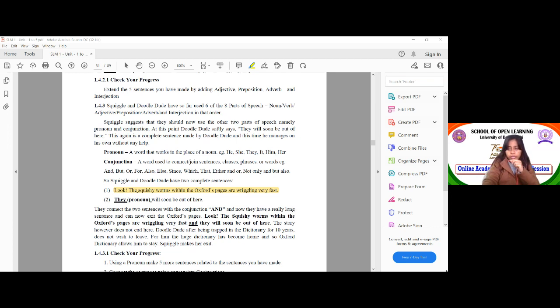Others, you're right. Look is an interjection. Very fast is the adverb. Wriggling is not the helping verb. Wriggling is the verb.